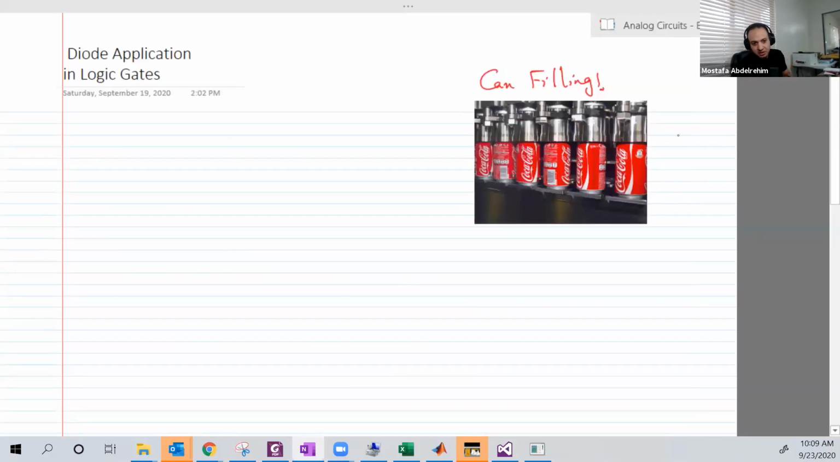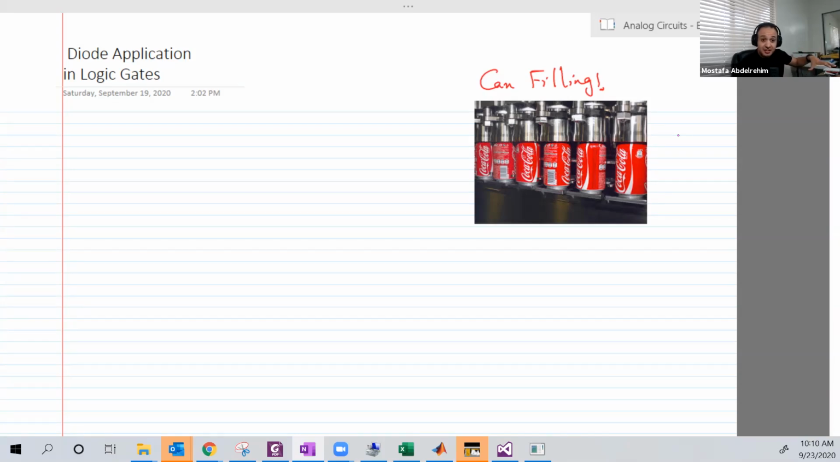Because some of you didn't take the digital circuit design course, I will explain. You should take logic gates in digital design. But since this is one of the applications of the diode, I have to give a highlight of this application, or digital circuits, we can say.